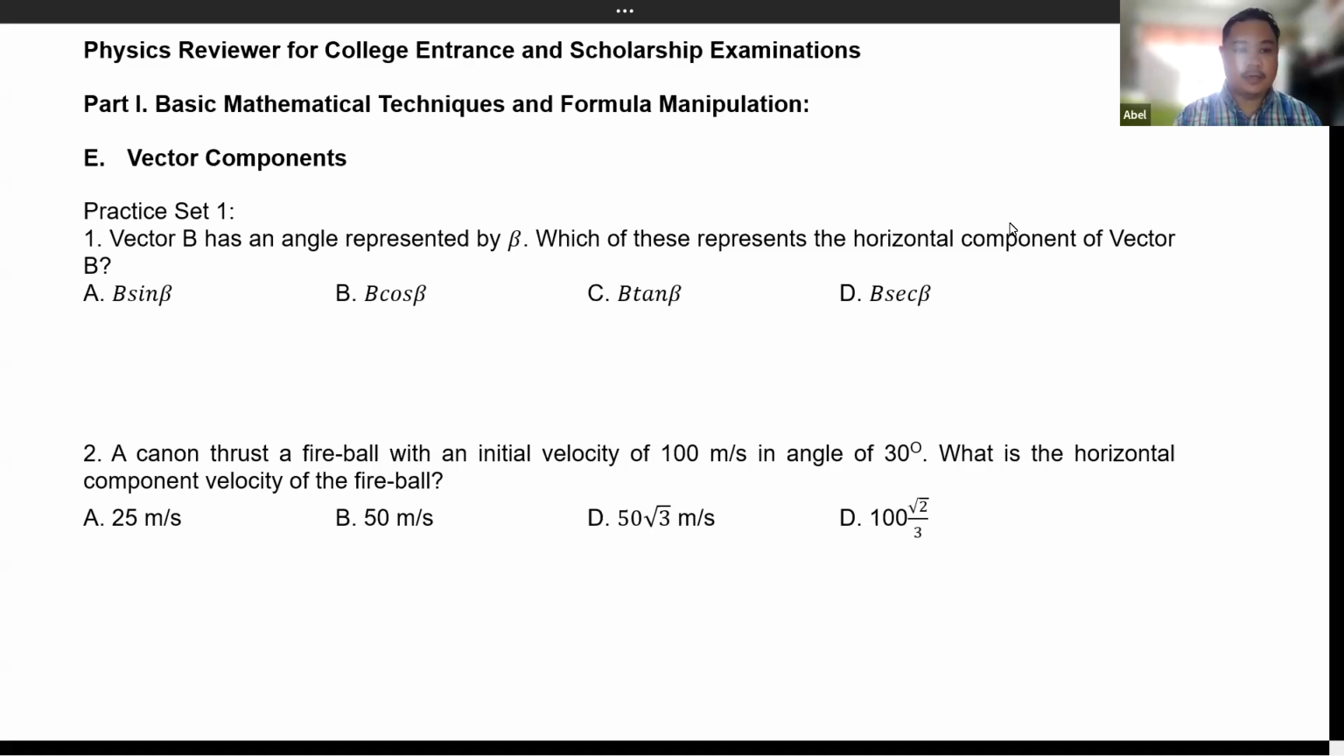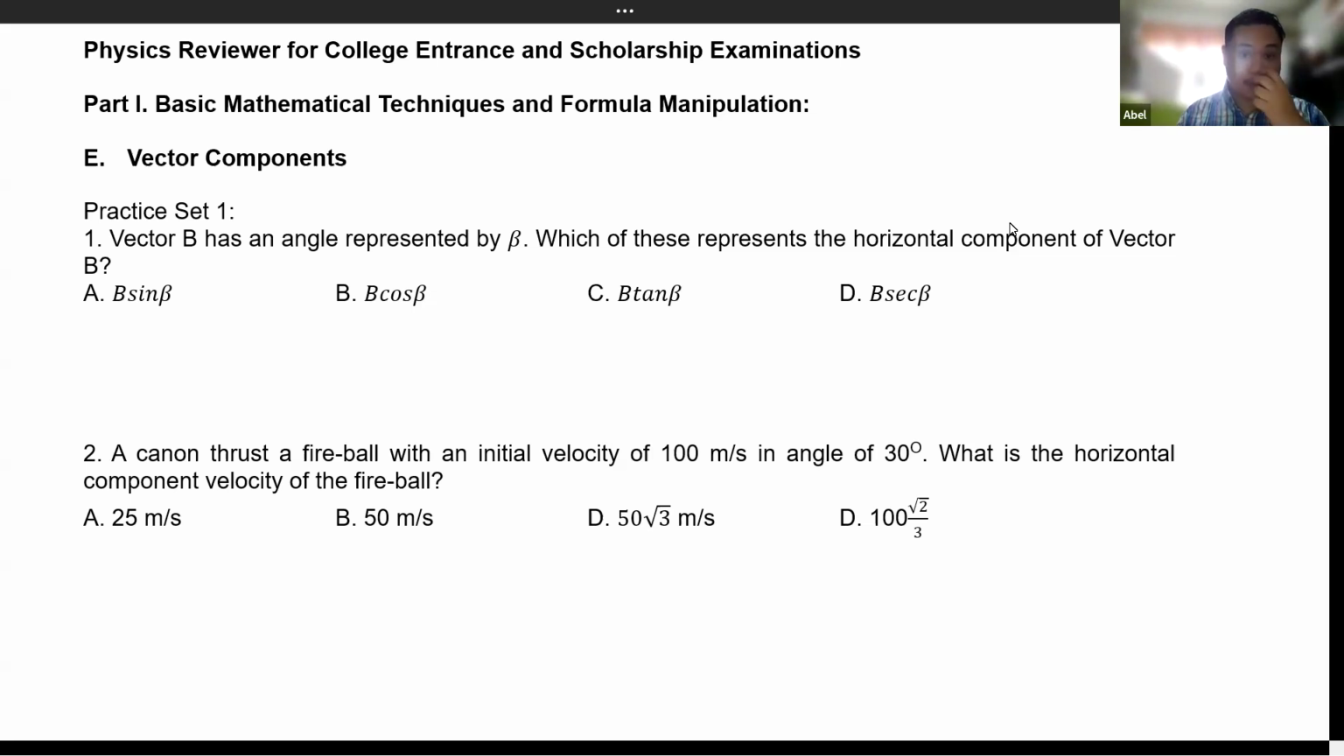Okay, let's discuss now the basic mathematical techniques and formula manipulation, vector components, problem set. Now, if you need the lecture out of this, you may refer to our Google sheet that is placed in the link below. Okay, so let's discuss now the practice set number one.